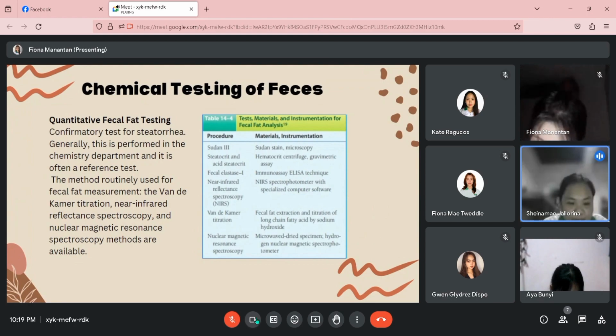with specialized computer software. Van de Kamer titration: fecal fat extraction and titration of long-chain fatty acids by sodium hydroxide. For nuclear magnetic resonance spectroscopy, microwave the dried specimen, then use a hydrogen nuclear magnetic resonance spectrophotometer.